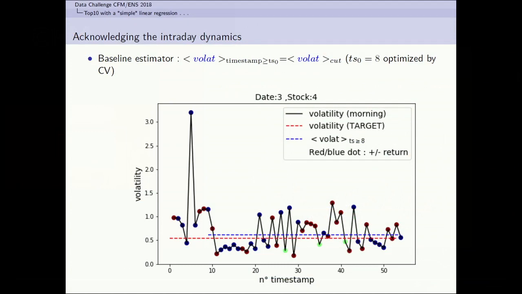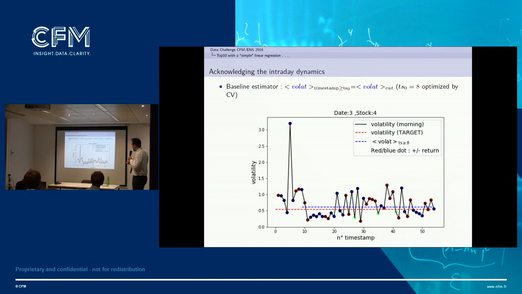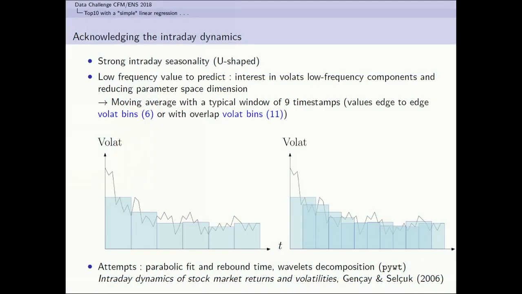So here we have a typical intraday volatility. The baseline estimator I used was the mean of the volatility starting after a certain timestamp here. That's been optimized by cross-validation. It was like the median or something else, a good baseline estimator.